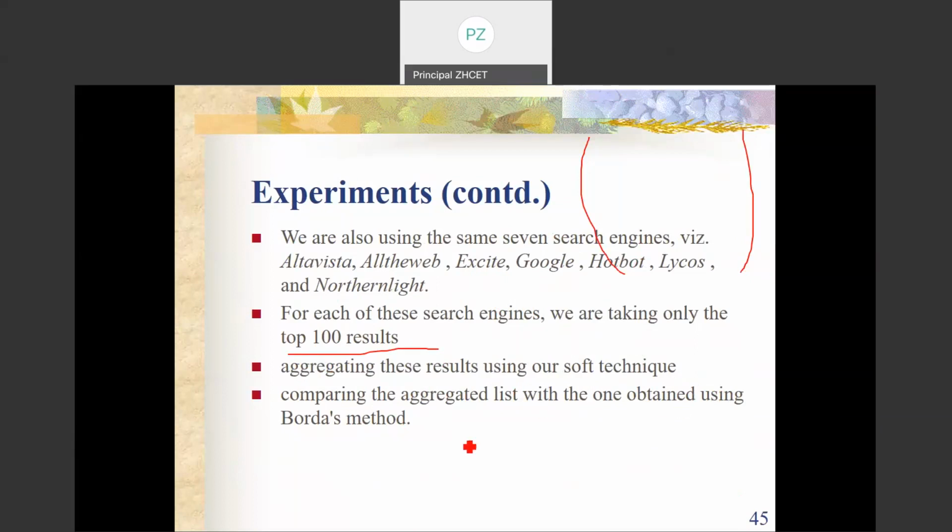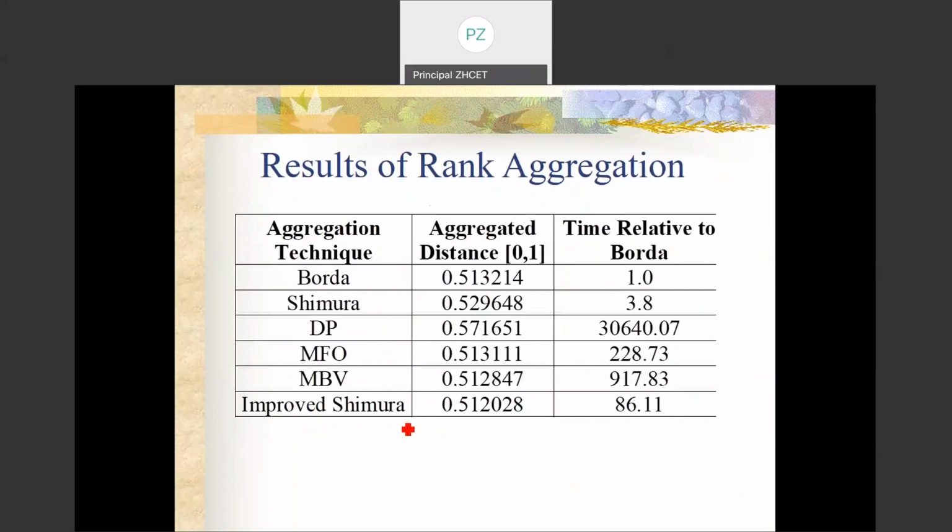Comparing the aggregated list with the ones obtained using Borda's method. So this is our result of rank aggregation. For Borda's method, the aggregated distance we found was 0.5132. By aggregated distance, I mean the normalized aggregated Spearman footrule distance, which we have discussed already. So it was coming out to be this, and time relative to Borda is obviously 1. Borda's method compared with Borda's method, the time will be 1.